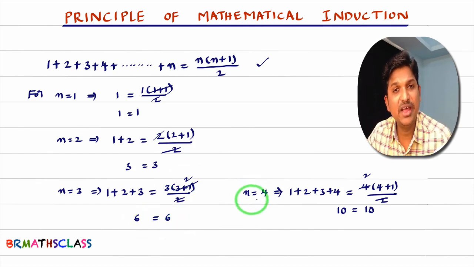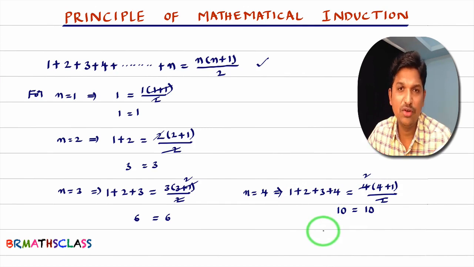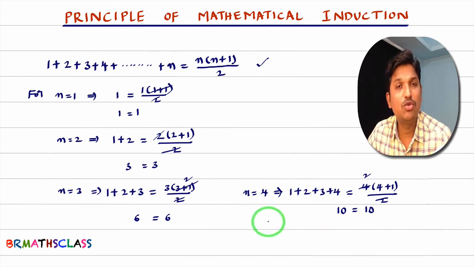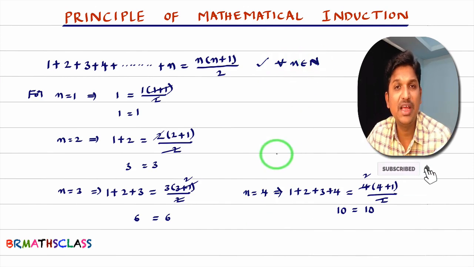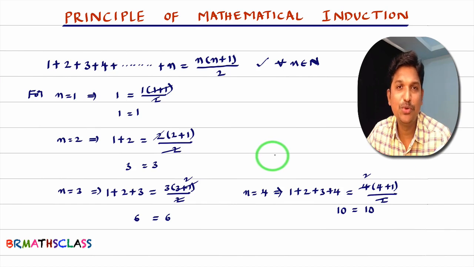Similarly, I consider n equal to 4. That means sum of the first 4 terms. In the RHS also, I put n equal to 4. What did I get? I got 10 equal to 10. Next what? n equal to 5. Next what? n equal to 6. Is that the way to prove this statement? If I start proving like this, n equal to 4, n equal to 5, where n is a natural number, when is this problem going to be complete? So, to prove this type of statement, the principle of mathematical induction is very useful.